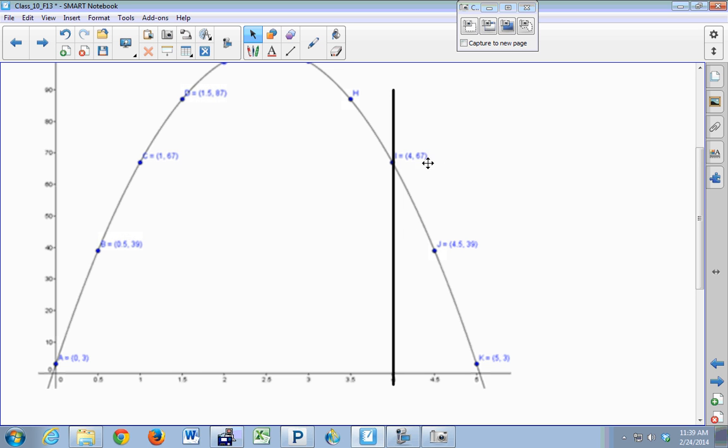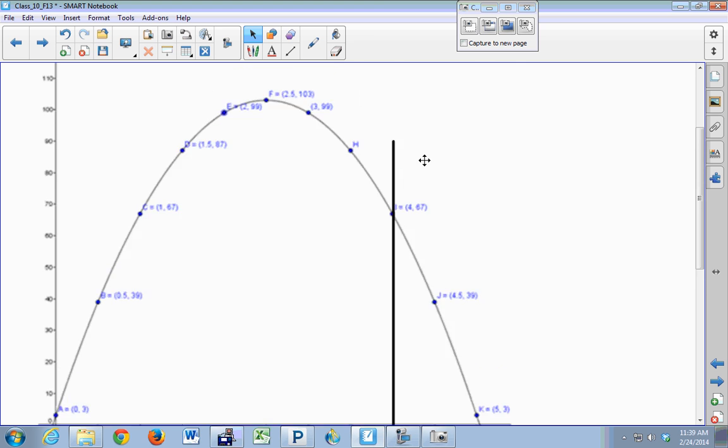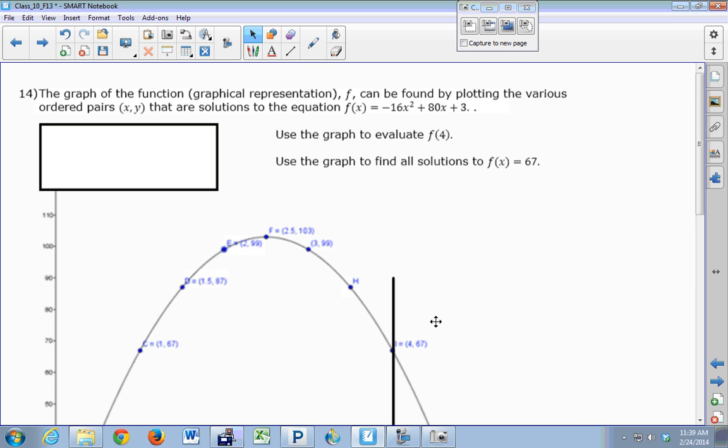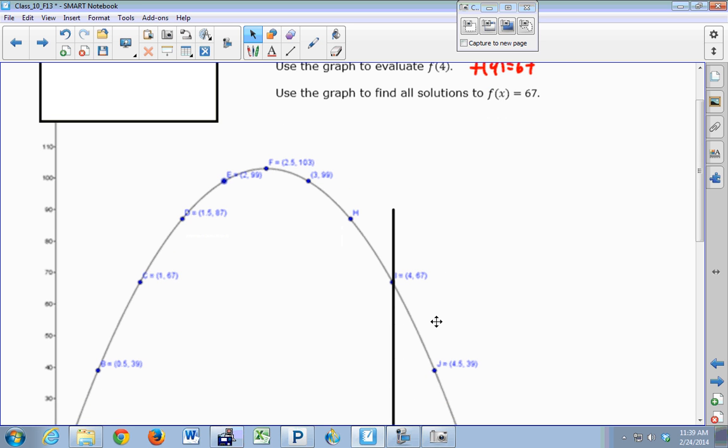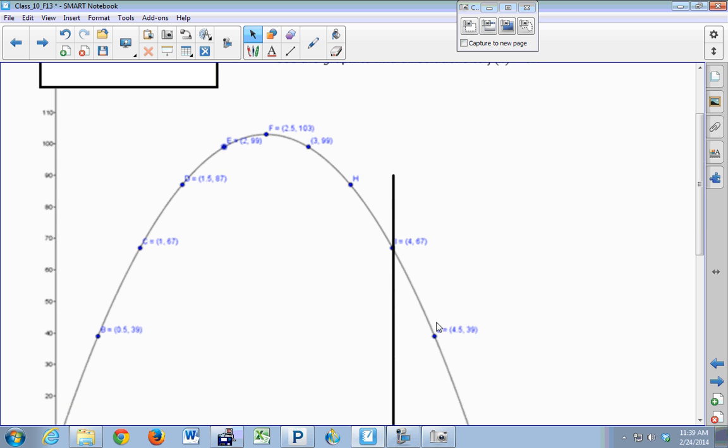And where I hit the graph is at what height? 67. I know, even when I blew it up, I'll have to get a better picture for next time. So f of 4 equals 67. So a vertical line will give you the output value when x is 4.